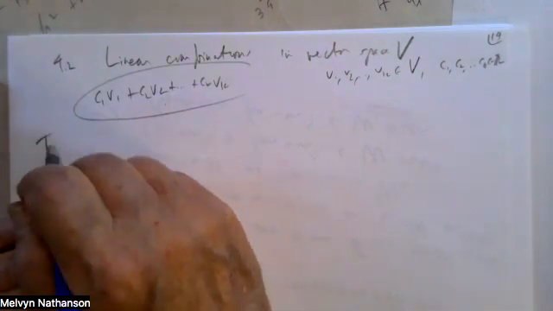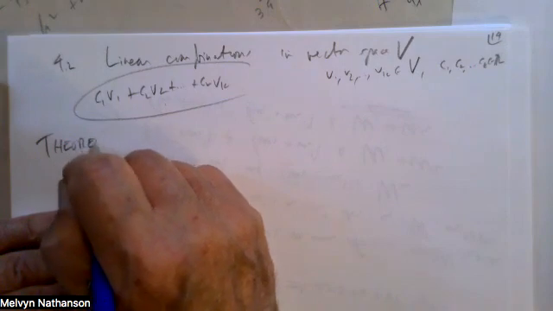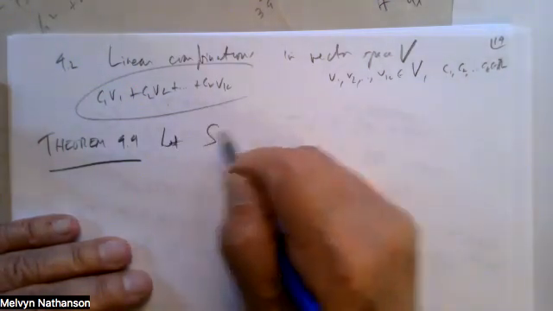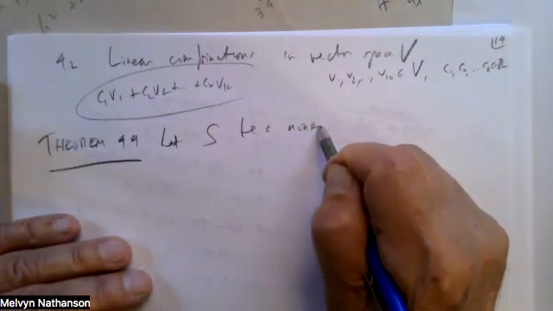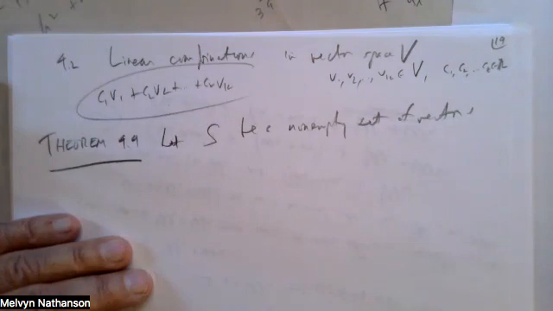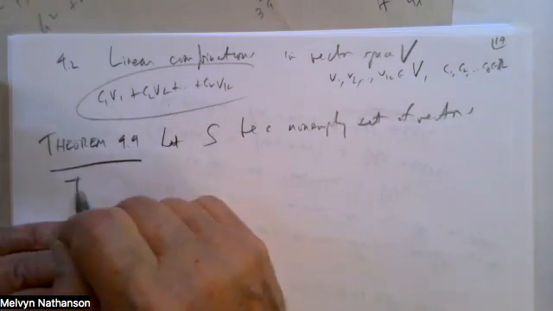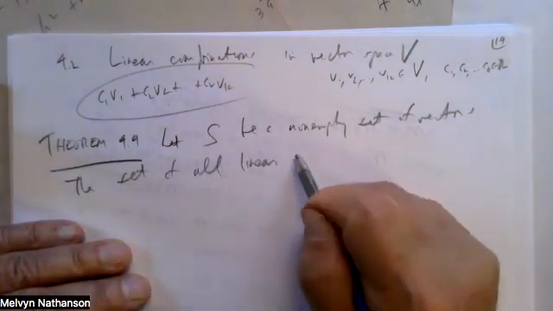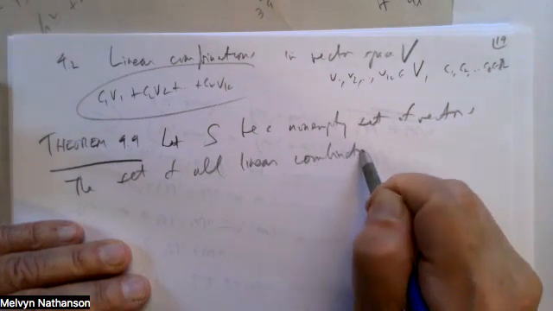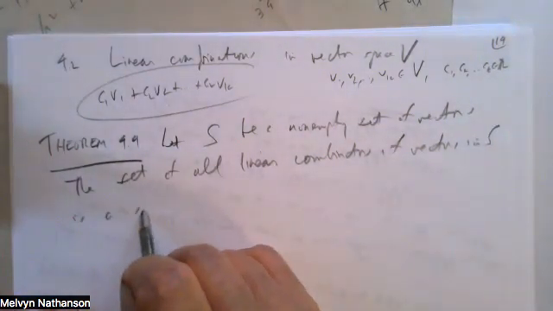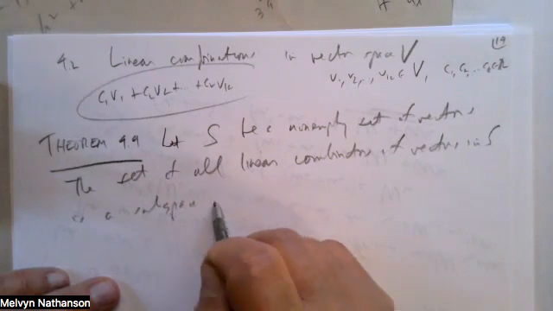A very important result is the following. This is Theorem 4.4. Let S be a non-empty set of vectors. The set of all linear combinations of vectors in S is a subspace of V.